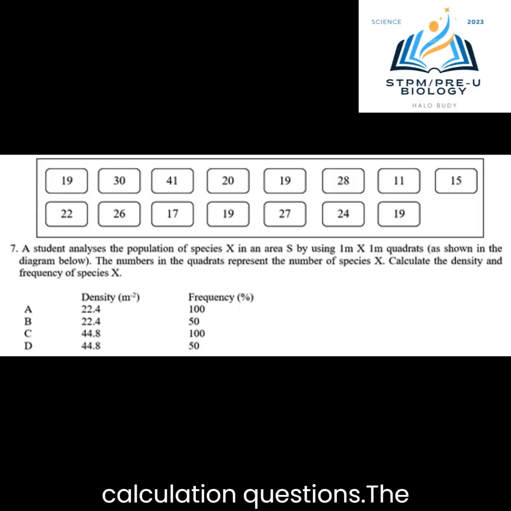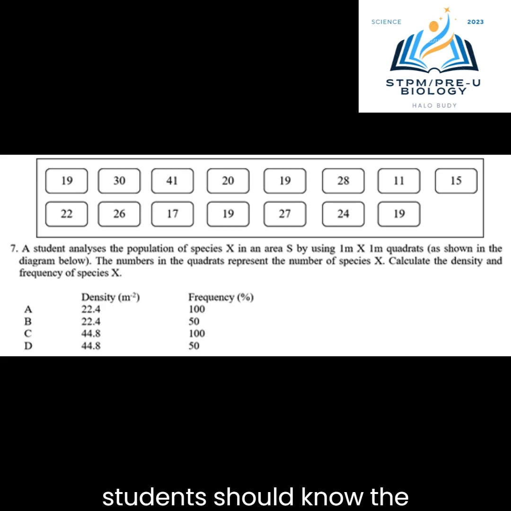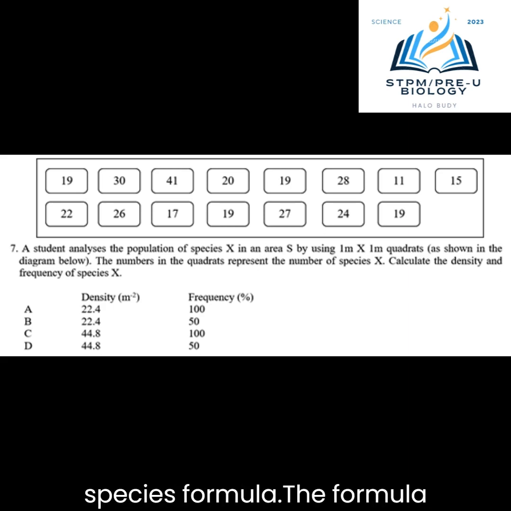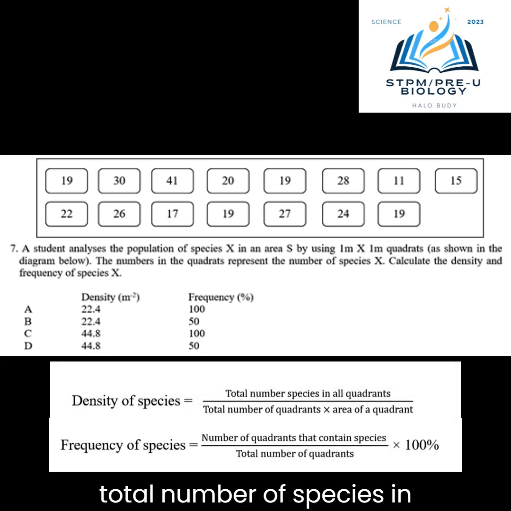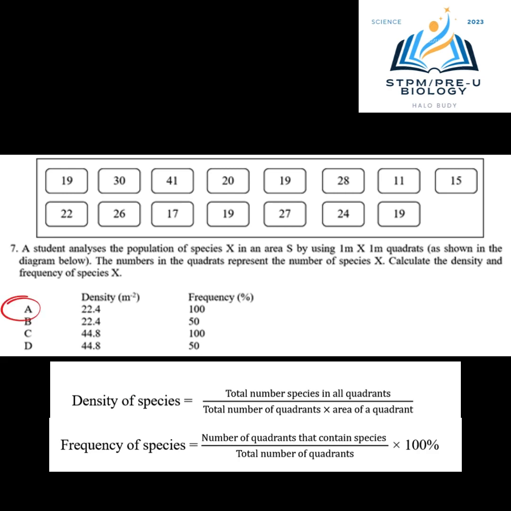This is a quantitative calculation question. Students should know the density and frequency of species formulas. The formulas are shown below. For density, the total number of species in all quadrants is 337. The total number of quadrants is 15 and the area of one quadrant is 1 square meter. So the density is 22.4. For frequency, the number of quadrants that contain the species is 15 and the total number of quadrants is 15. So, the frequency is 100%. Hence, the correct answer is A.